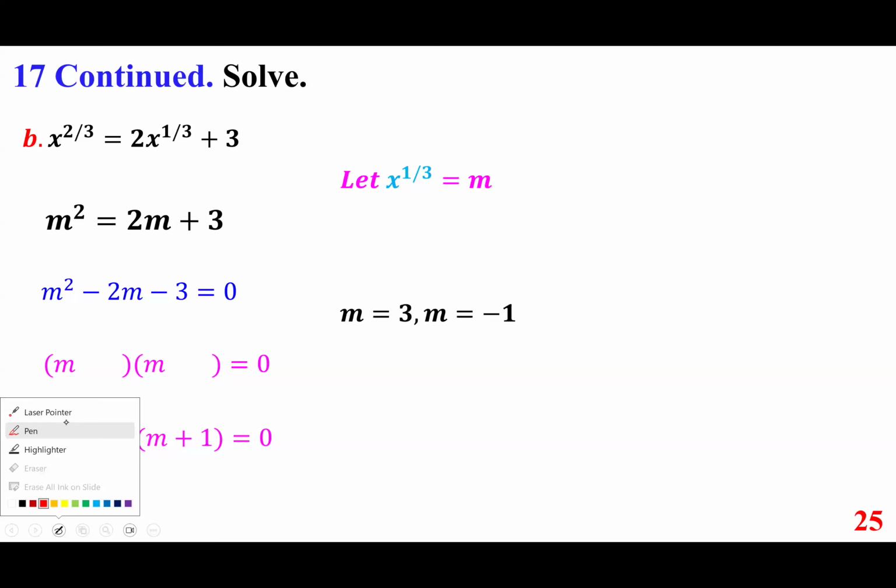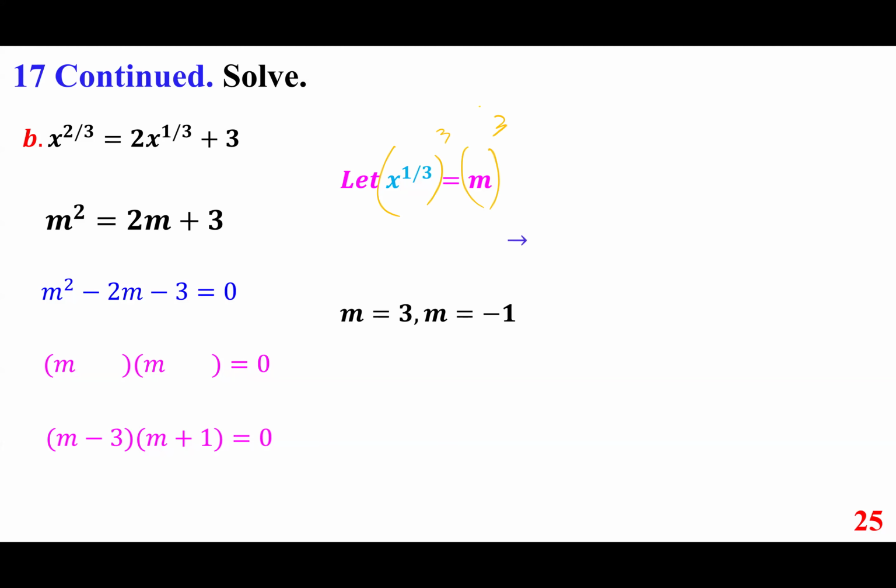Notice, if I raise this to the power of 3, I get x equals m cubed. So x is m cubed. Just cube each one. I cube this one, and I get 27. I cube negative 1, and I get negative 1. And it's a good practice to go back to the original equation, only original equation, and check. Always a good practice to check, and checking takes place with the original equation only.